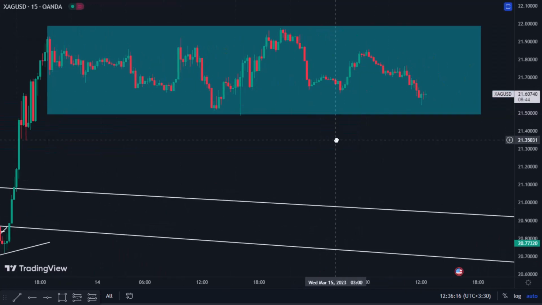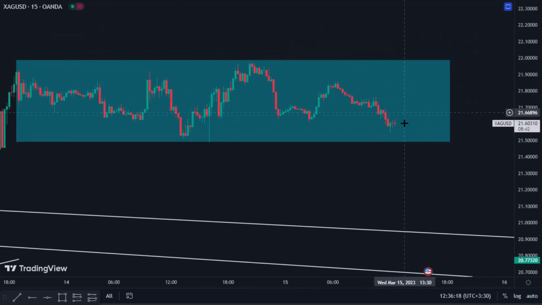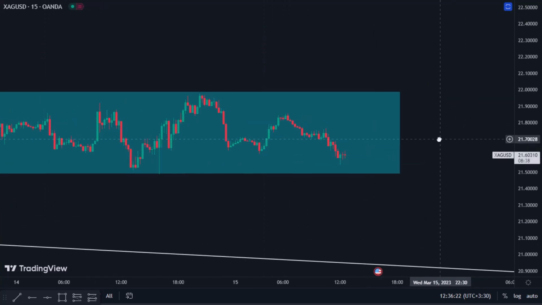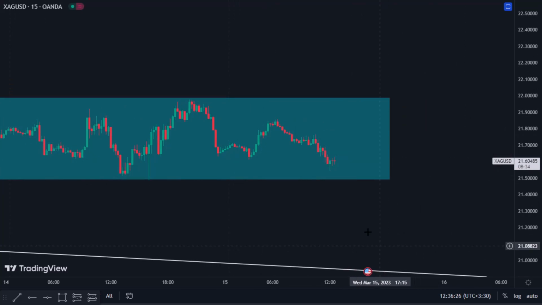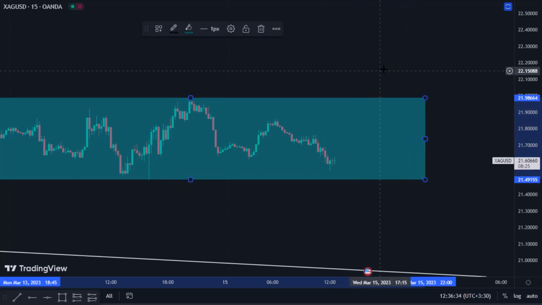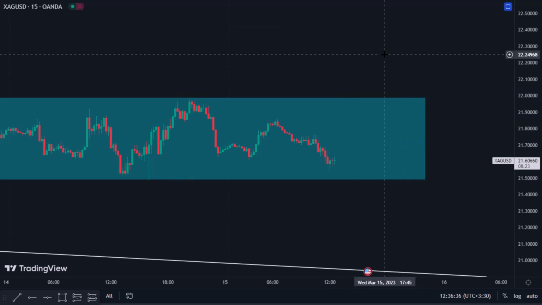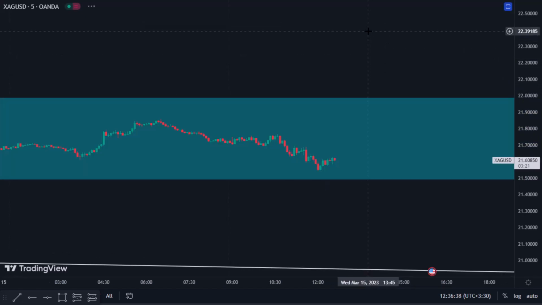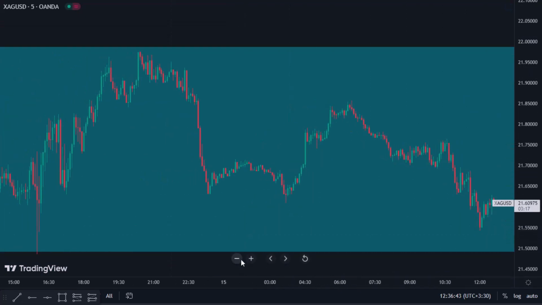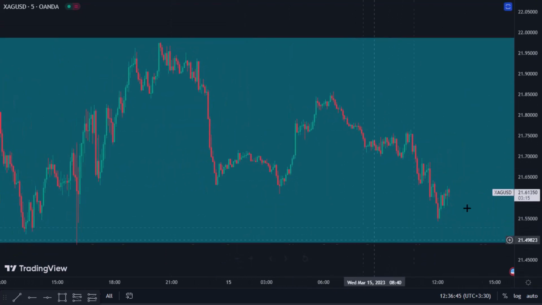If we see some reactions to the top and bottom of this box, if we see a nice pin bar like this one, or a nice green candle on this support, or another pin bar here, or a red candle, we can go for buy and sell positions. And also on the 5-minute time frame, it is not important which time frame you trade, you can go for buy and sell positions on them.